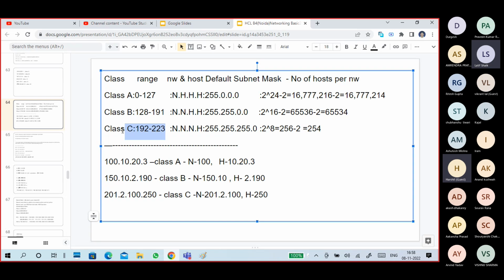In one single class C network, how many IP addresses are we getting? 254. How many servers do I have? 20 only. It means almost 234 IP addresses will be wasted. For example, I have 500 computers, so 500 IP addresses are required. Then I request an IP address. It is more than class C, so they will give class B. Remove the 500 from this range, and 65,000 IP addresses will be wasted.